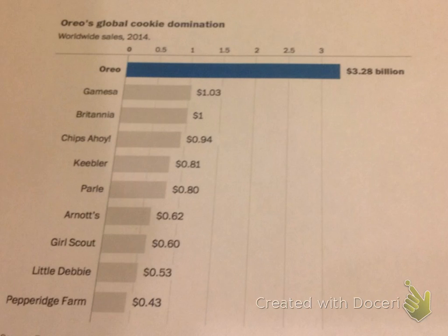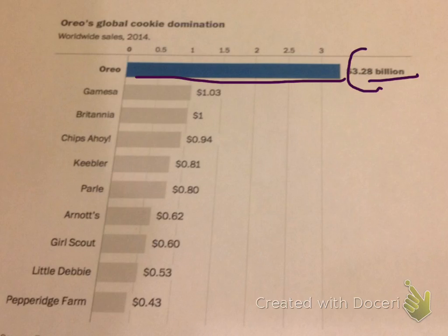So I still haven't read the article, but I want to look a little more closely at this graph. First thing that stands out is the blue bar over the gray bars. So I see it says Oreo. Oh wait, under the title it says Worldwide Sales 2014. So this must be how many cookies sold in 2014 all over the world. I see Oreo goes all the way out here, and then it says $3.28, and that doesn't make sense. But then it has the word billion. So that must mean that in 2014, $3.28 billion worth of Oreos were sold.